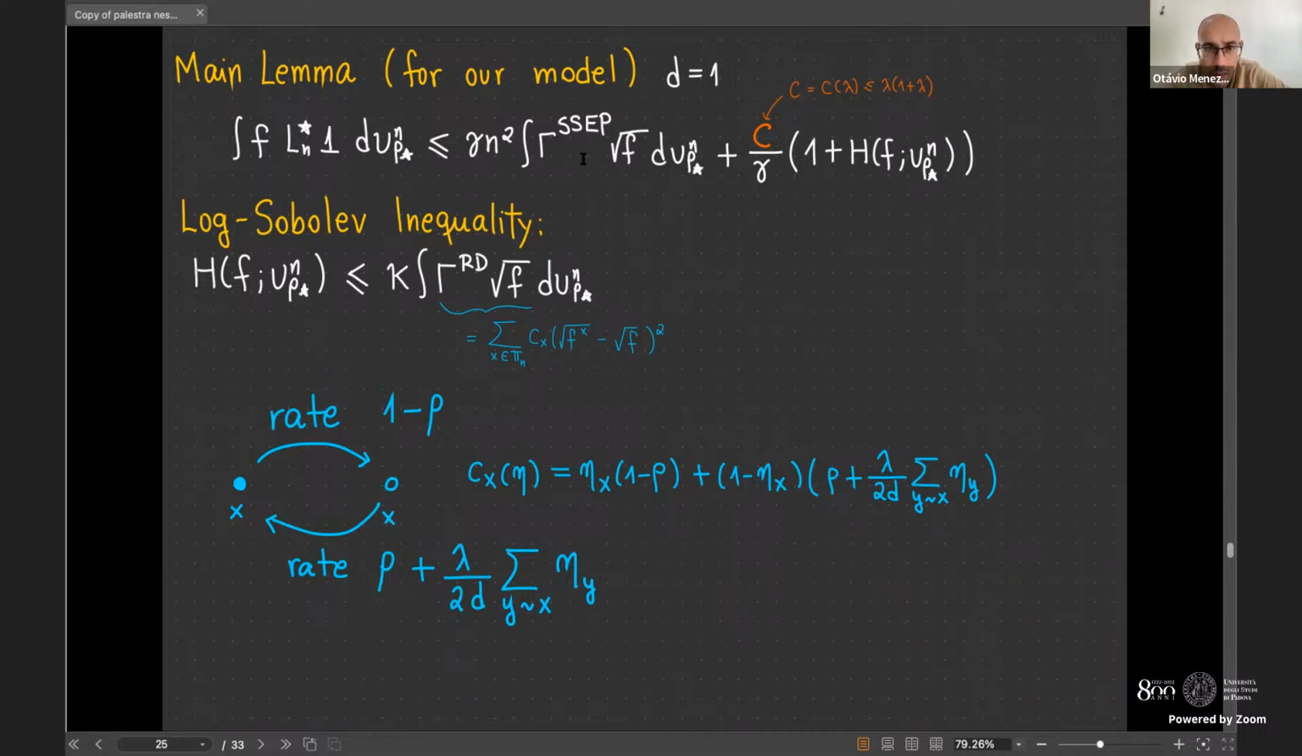I forgot to write down what the correlation associated to the exclusion is, and my writing equipment just failed on me. But what goes on in here is the sum of the squares of all the gradients of the square root of f, in which you switch the occupations of two neighboring sites.